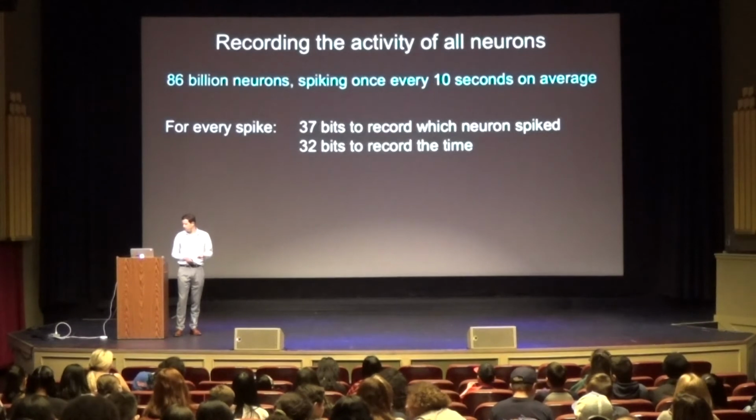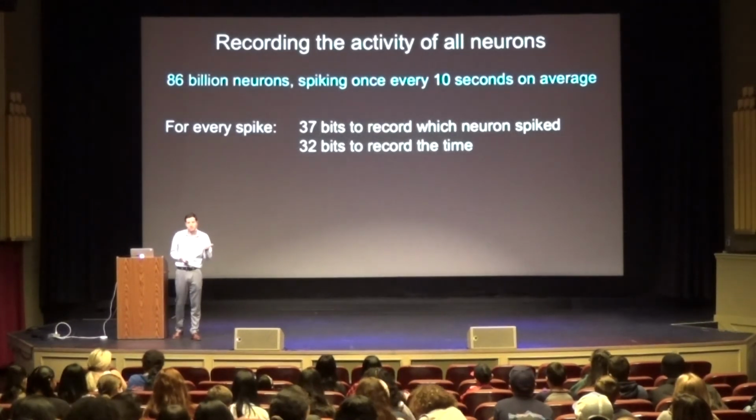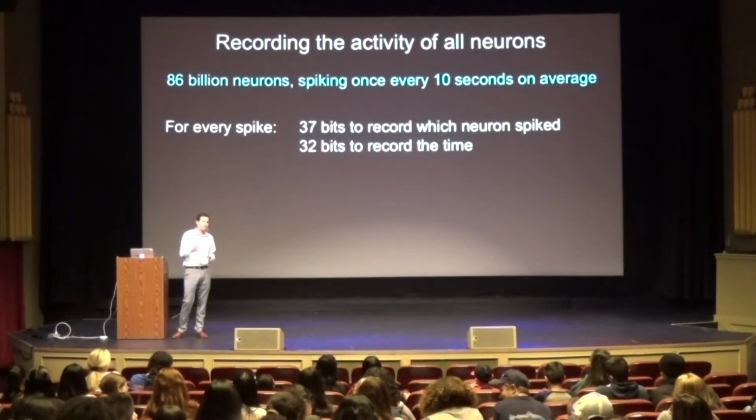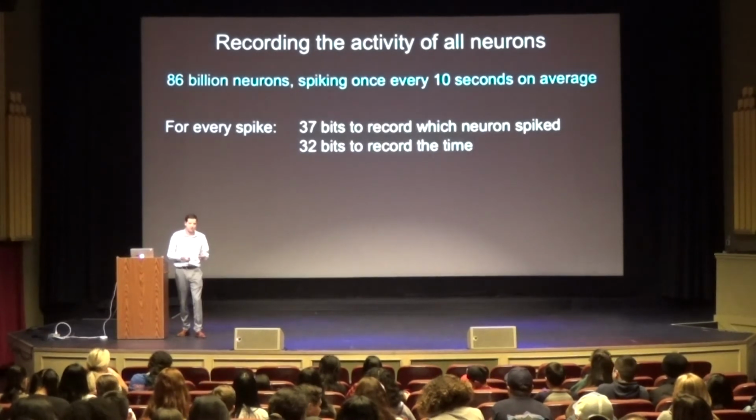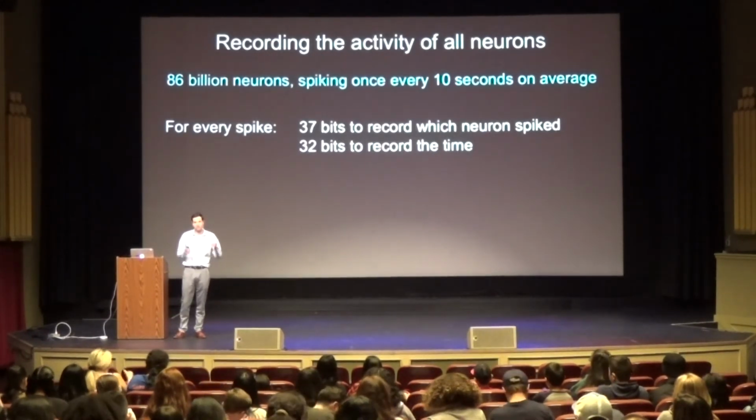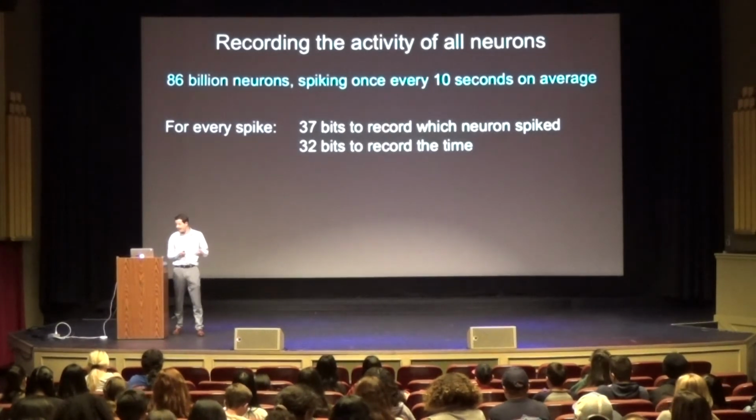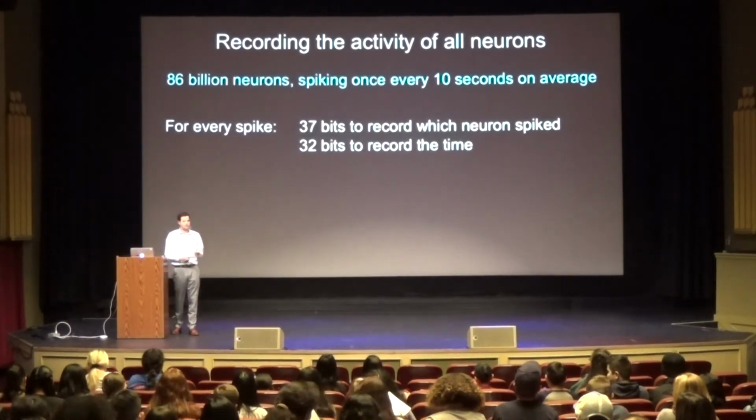Okay? So back to our problem. We have 37 bits to tell us which neuron it was that spiked, and we're going to use 32 bits, or 4 bytes, which is floating point precision, to tell us what time it spiked. So every time a neuron spikes in your brain, we're going to need 69 bits to tell us which one it was and at what time it spiked.